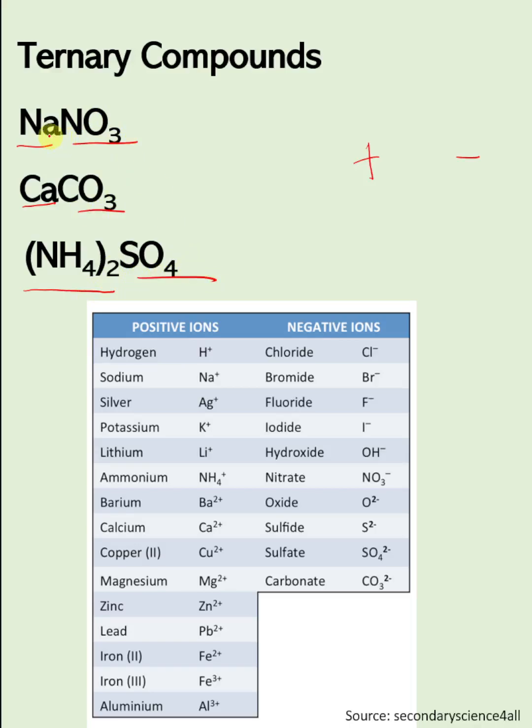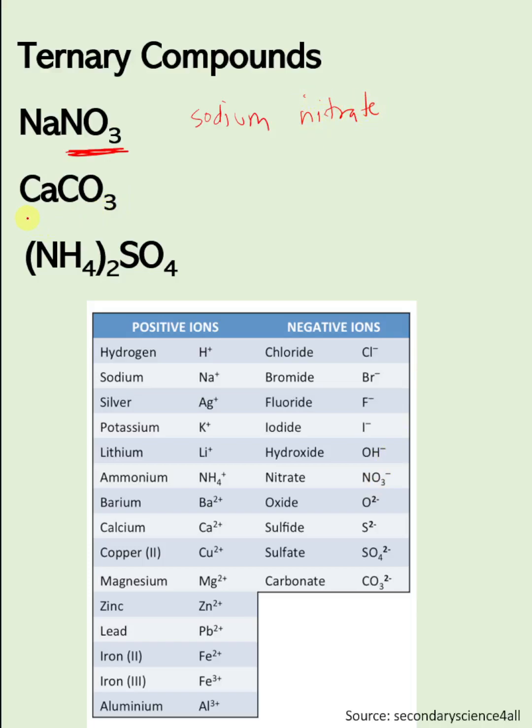So again, for the first one, we have the positive ion. We have sodium. So this one, if we look here, is a sodium ion. So in naming this, just copy the name. This one is sodium. And then for the second part, this one is the negative ion, so you look for it in the list of negative ions. Then we have NO3. This one is a nitrate. So this one is sodium nitrate.